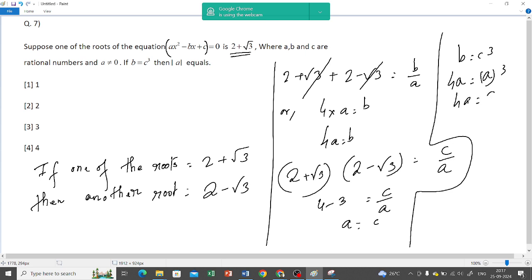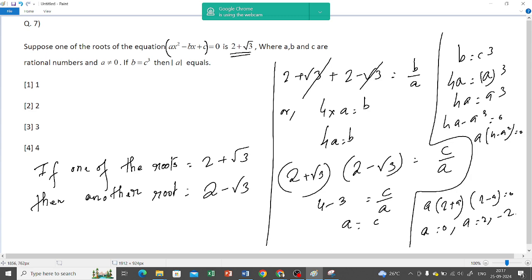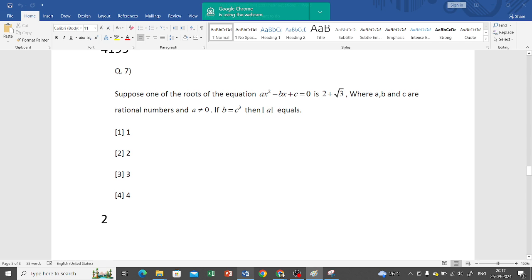Right? So 4a is equals to a cube, or 4a minus a cube is equals to 0. Or a taken common, 4 minus a square is equals to 0. Or a into 2 plus a, 2 minus a is equals to 0. So a is equals to 0, a is equals to 2, and a is equals to minus 2. So what is mod a? Mod a is going to be either 0 or 2, right? 0 is not an option, so 2 is the answer.